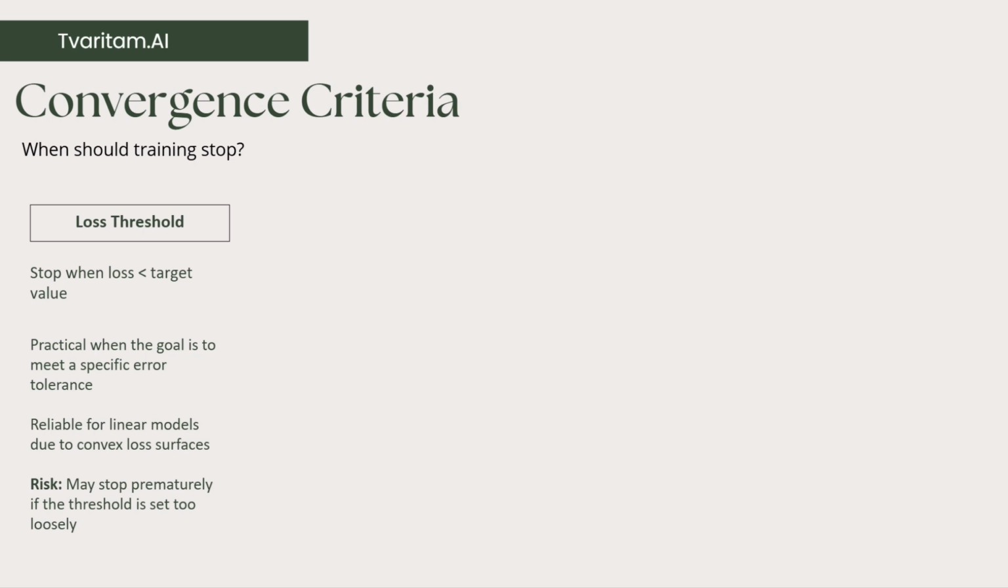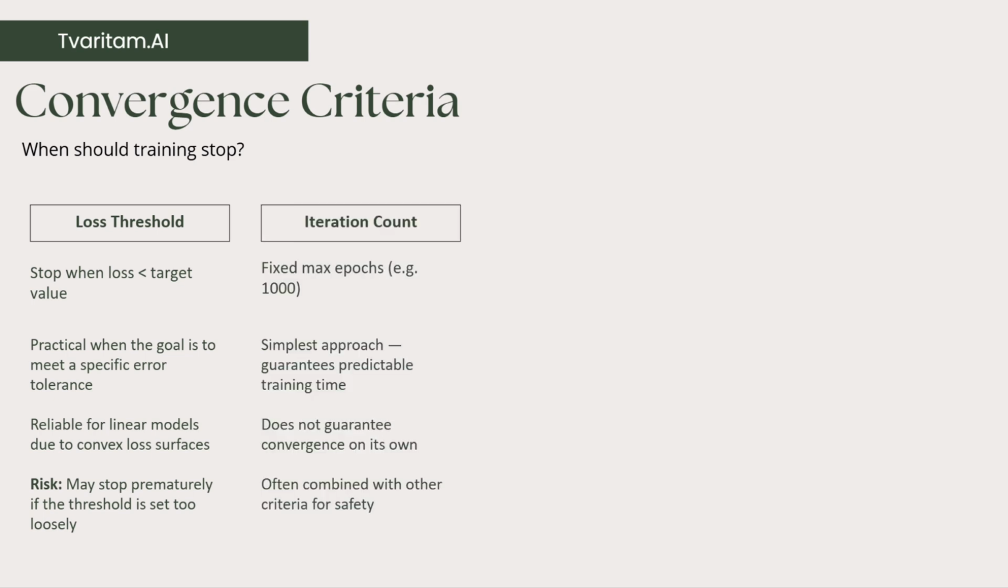This approach is useful when we have a clear error tolerance and we know what level of performance is good enough. It works well for linear regression because the loss surface is convex. However, if threshold is set too loosely, the model might stop too early and not learn properly.